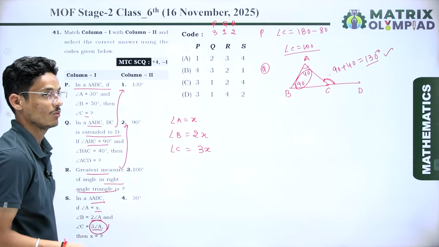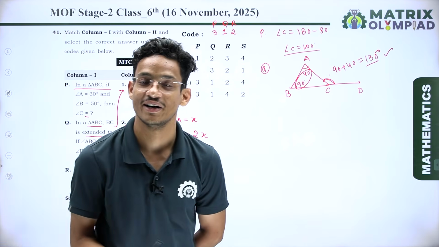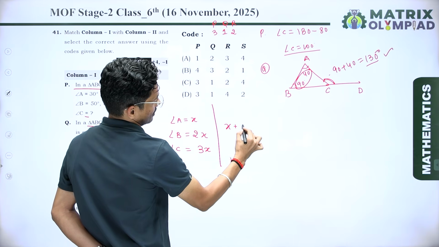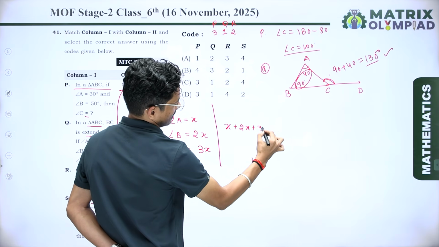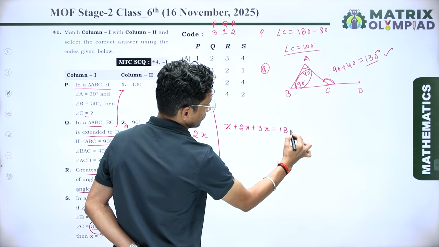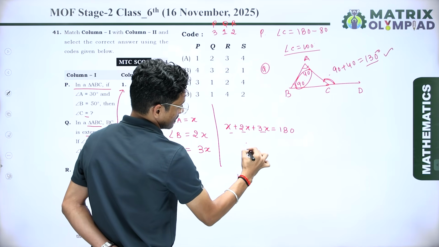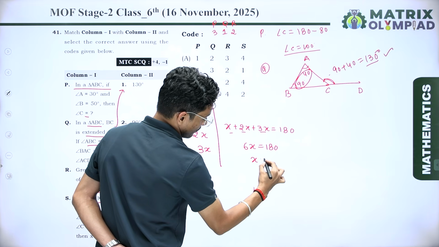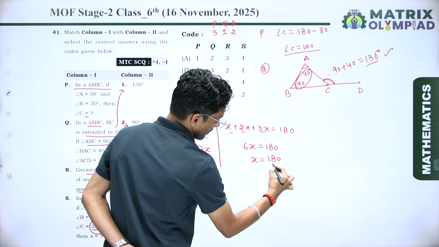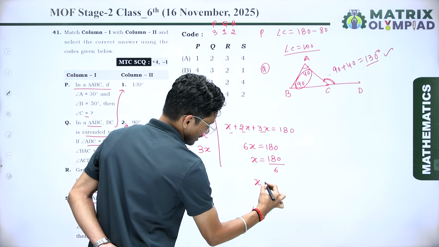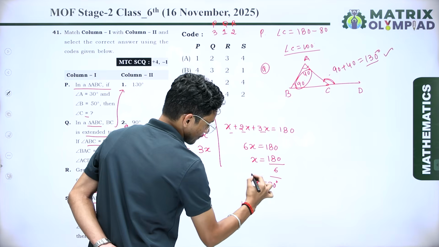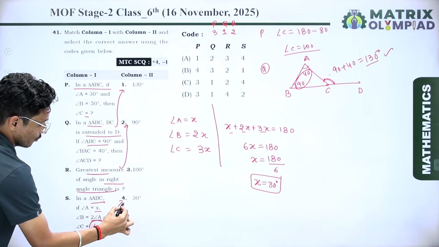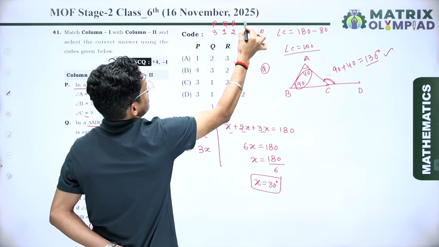And we know the sum of interior angle of a triangle is 180 degree. So x plus 2x plus 3x is equal to 180 degree. So 6x is equal to 180 degree. So the value of x here we get 180 divided by 6, that is 30 degree. And here S is connected to 4. So I can write S is connected to 4.